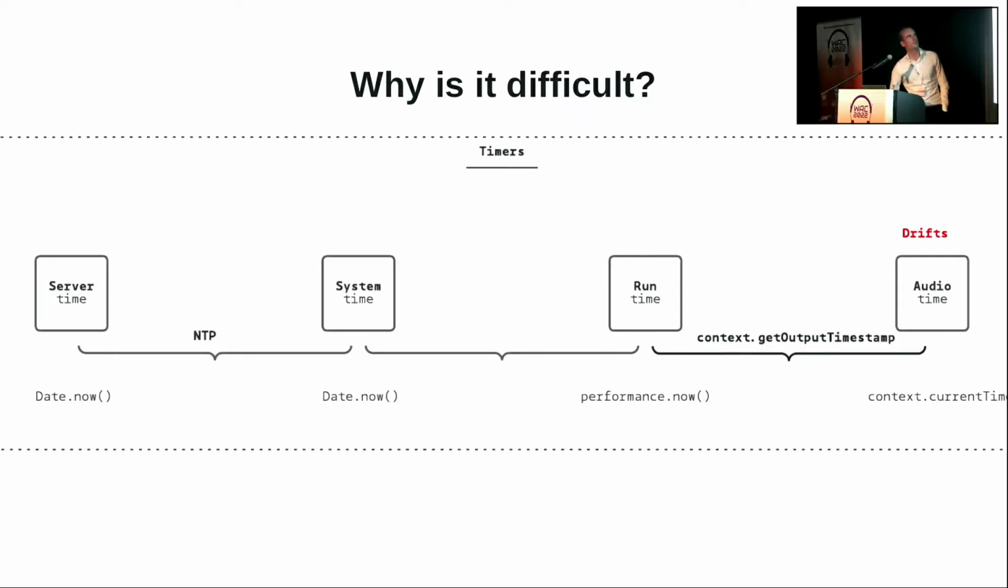So why is it difficult? I start with this picture. There are basically 4 timers that are incoherent with one another. There has to be a common time. I'm going for the centralized approach, and that's the server time. Somehow, we must end up all the way to the right at the audio time. And once we manage to get all those relationships, we have to realize the audio time will drift. And the drifting is quite problematic.